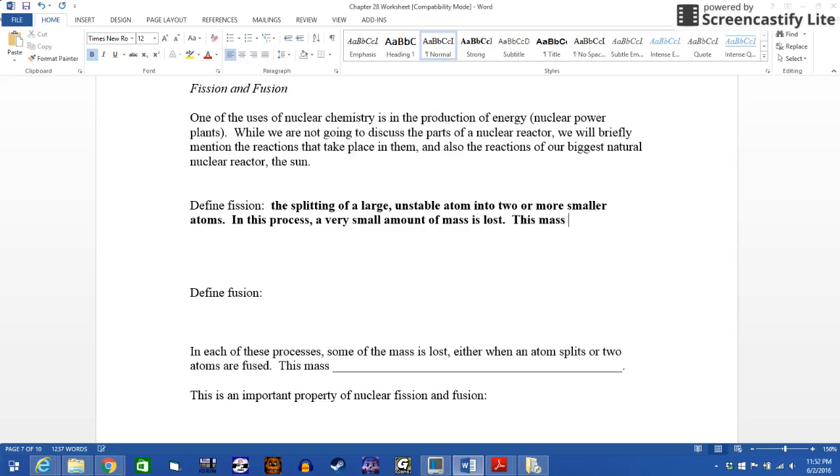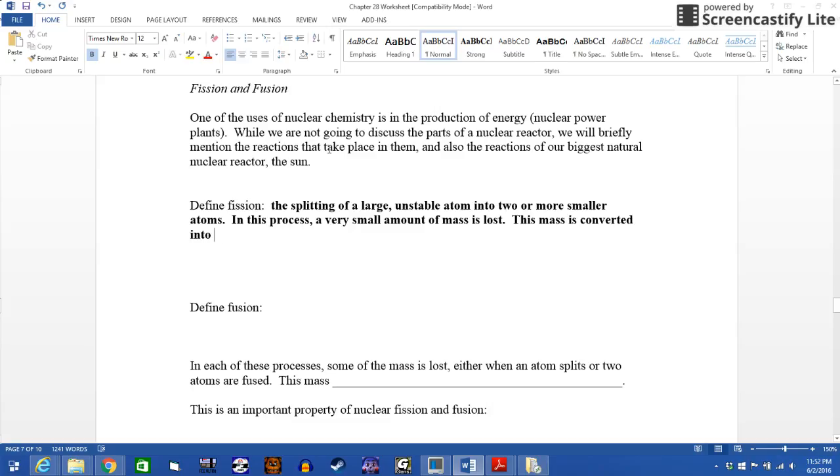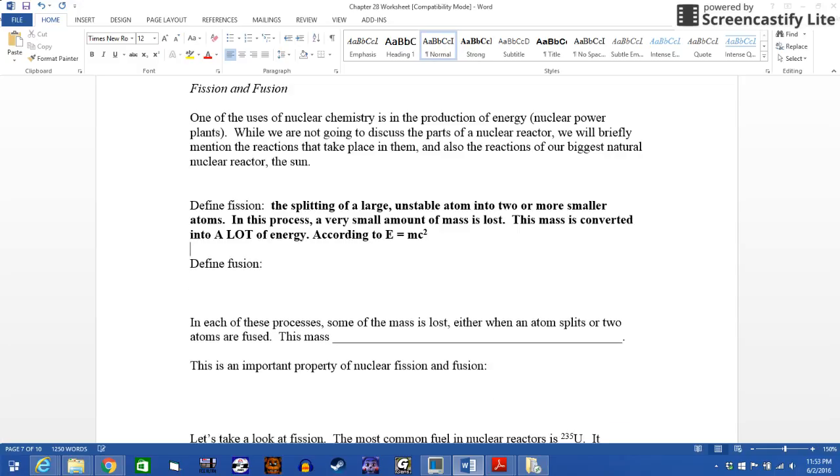This mass is converted into a lot of energy, according to an equation. E equals mc squared, the equation that describes it. So the very small amount of mass that you lose gets multiplied by the speed of light twice to give you joules, and you end up with a lot of joules at a very small amount of mass lost. If I have an opportunity in class, I'll show you the calculation. It's really impressive. And that's fission.